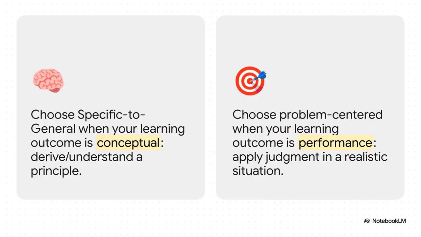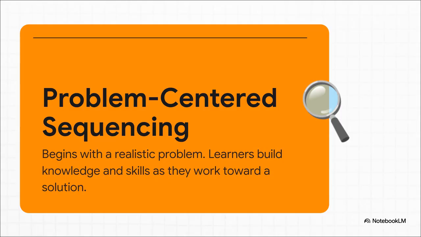And this gives us a really clear rule of thumb. If your outcome is conceptual, helping someone truly get a principle, go with specific to general. But if the outcome is all about performance, actually applying judgment in a real-world situation, then our next pattern is probably going to be a much better fit. And that brings us to problem-centered sequencing.